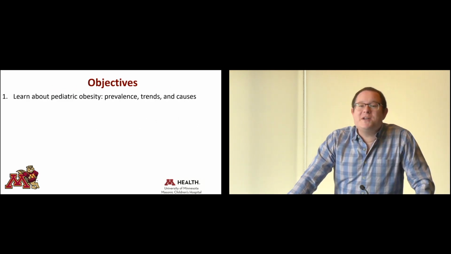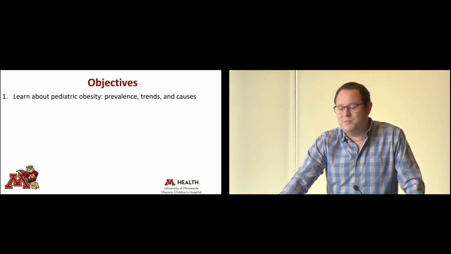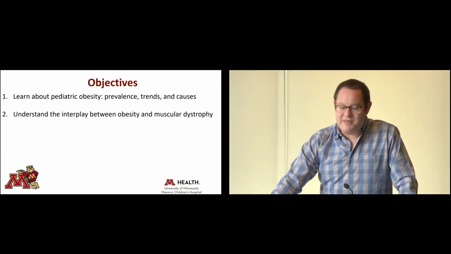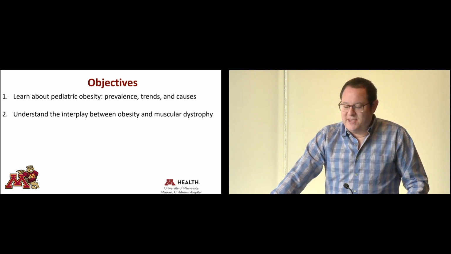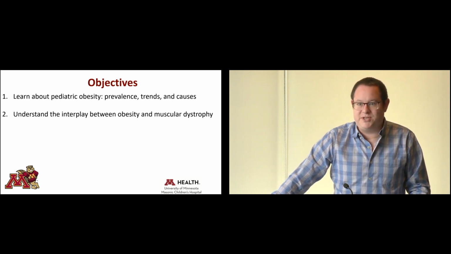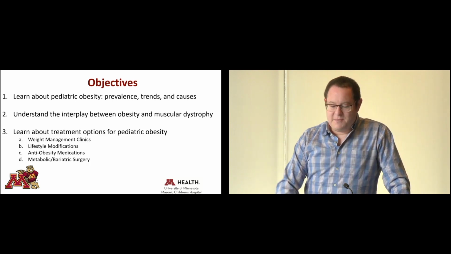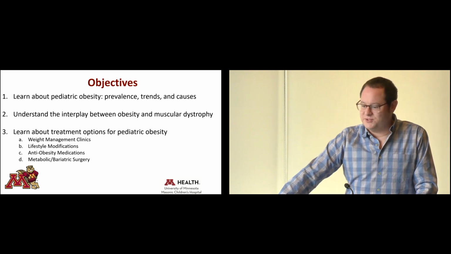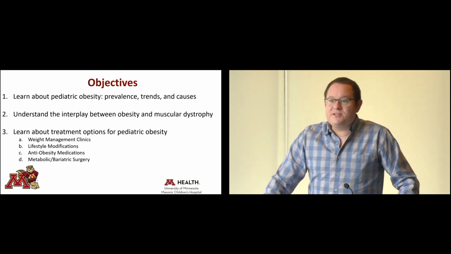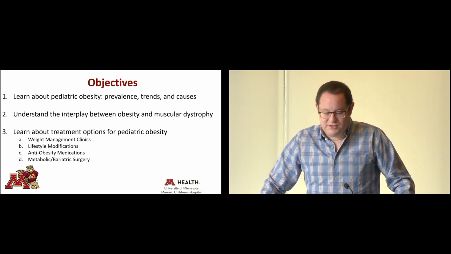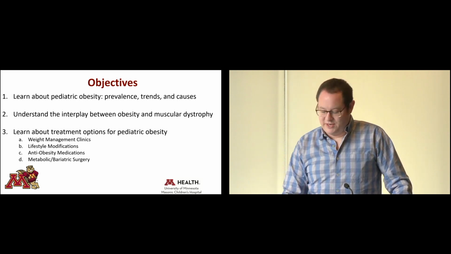So I first wanted to talk about pediatric obesity in general: prevalence, trends, and causes. I then wanted to go into understanding the interplay between obesity and the muscular dystrophies, both Duchenne and Becker. And then learn about treatment options for pediatric obesity. This includes weight management clinics that are available, lifestyle modifications, anti-obesity medications, and metabolic and bariatric surgery.